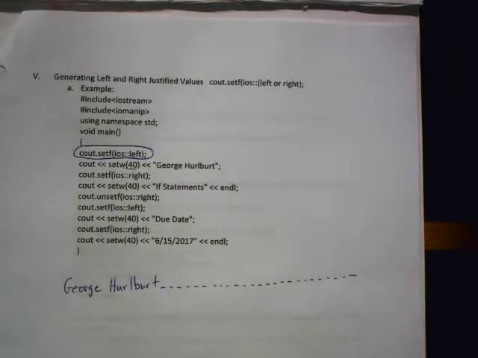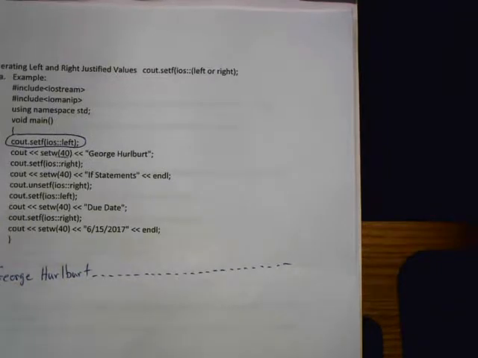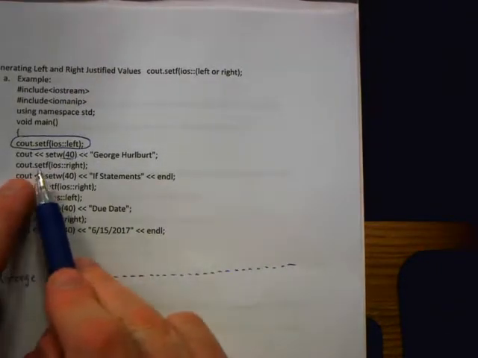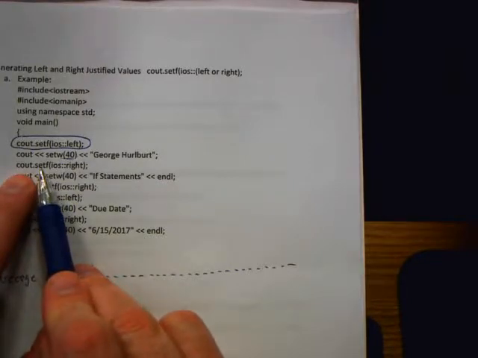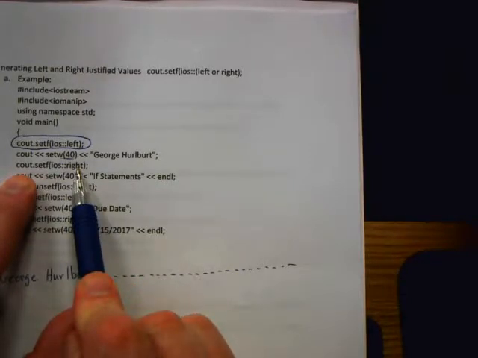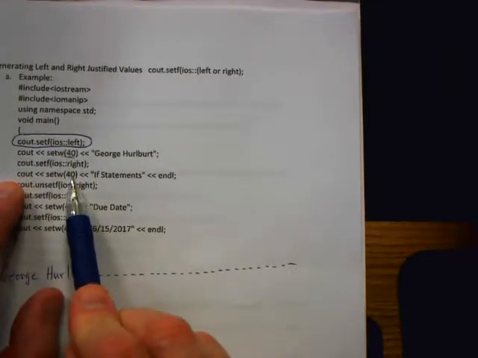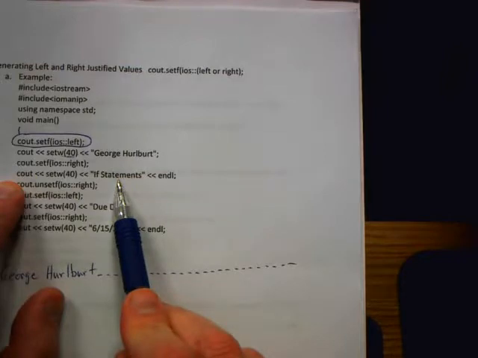All right, and now I don't have enough space on my paper, but we'll see how that goes. And then the very next line says, all right, I'm done left justifying stuff. Now I want to right justify stuff. And then we say, save 40 blanks, and then print the words if statements. So what's that going to do?